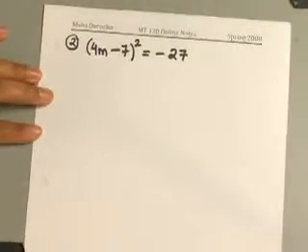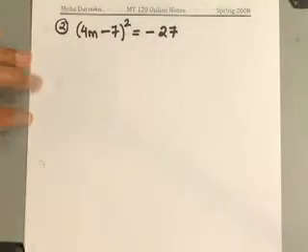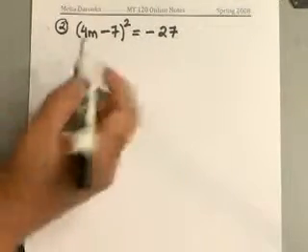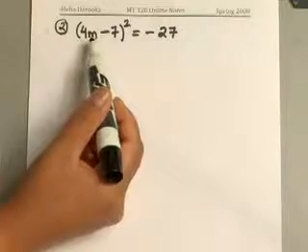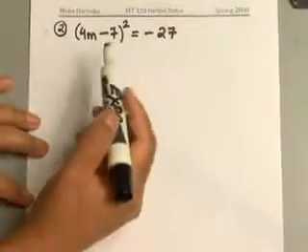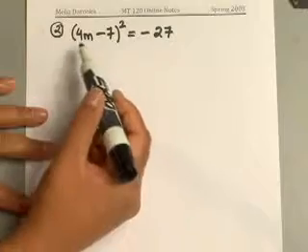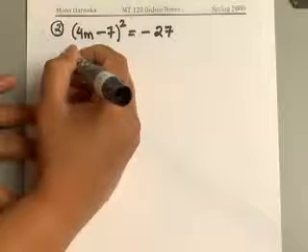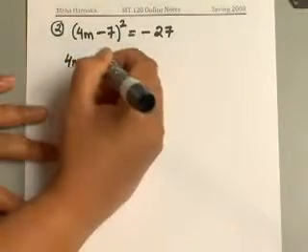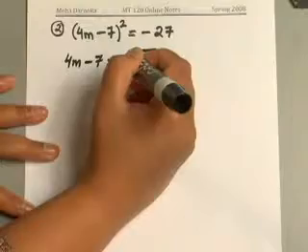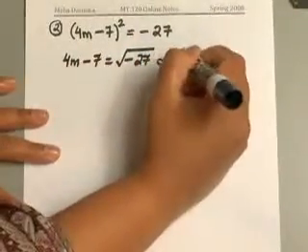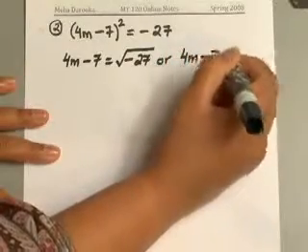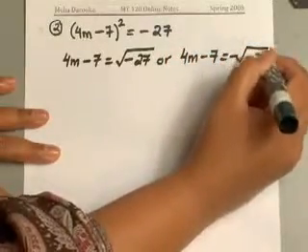Okay, we'll look at one more example just so that we are sure of what we're doing here. Now this is one of those expressions which has a binomial as its squared term. So just like we did with the earlier examples, we'll follow the same trend here. You have 4m minus 7 quantity squared equals negative 27. You start out by applying the square root property, which will give you 4m minus 7 equals positive square root of negative 27, or 4m minus 7 equals negative square root of negative 27.